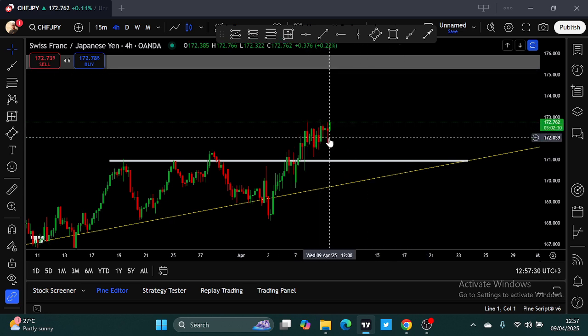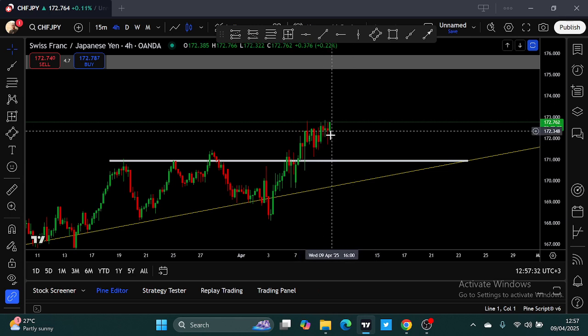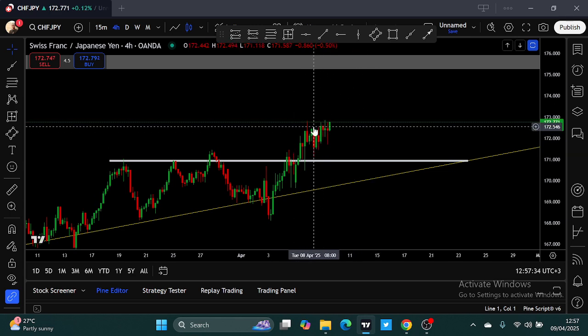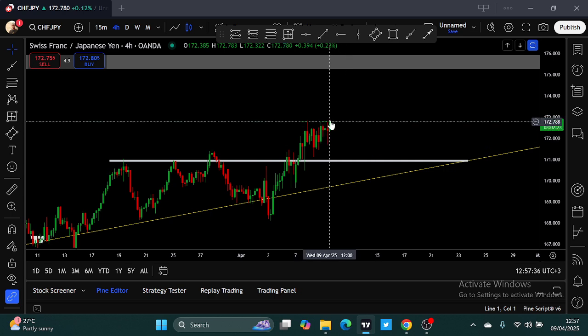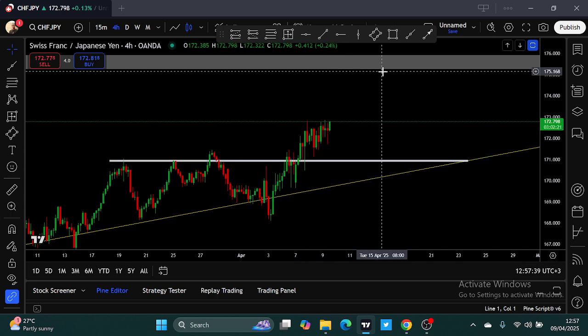But for now, this is just like a falling knife. You jump in, it is going to burn you. You cannot jump in here, you will be burned. So we shall wait for a pullback here and then we send it up.